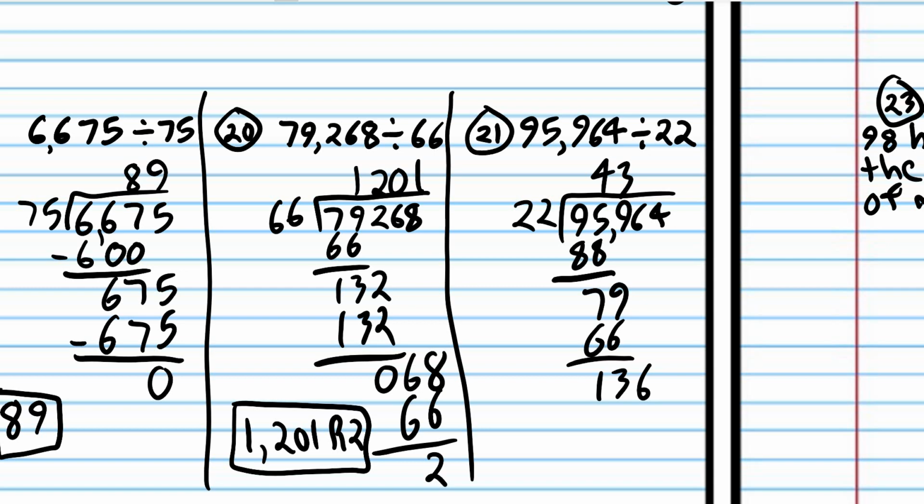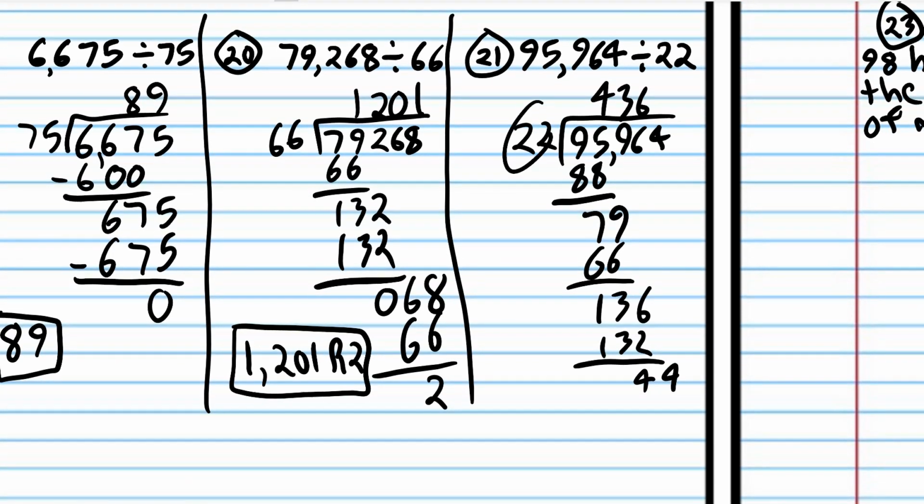22 into 136, it goes, I believe, 6 times. 6 times 22 is 132. Wait. 120 plus 12 is 132. 136 minus 132 is 4. Bring down the last number.